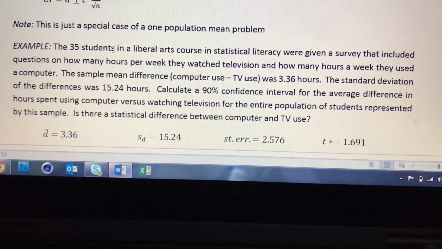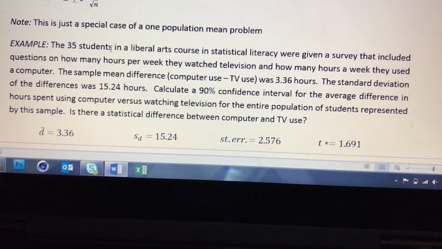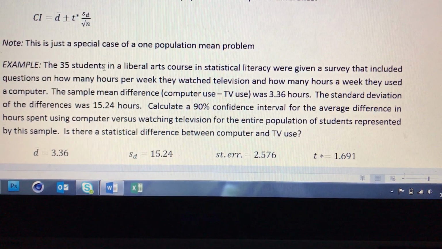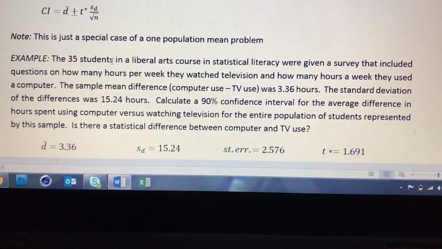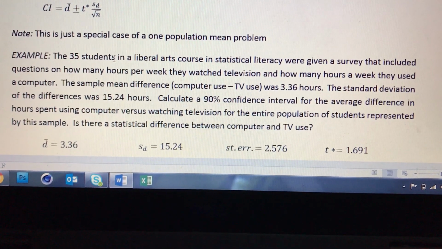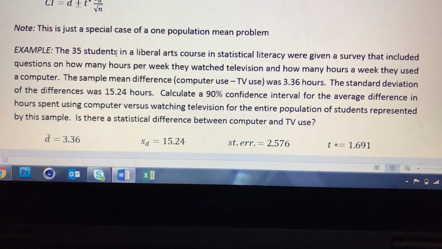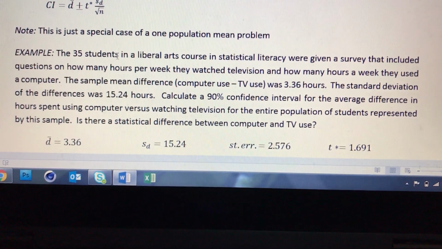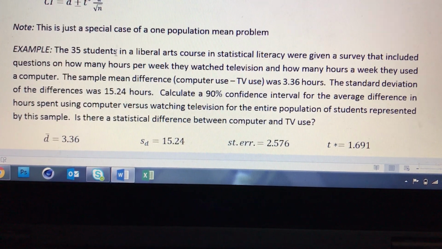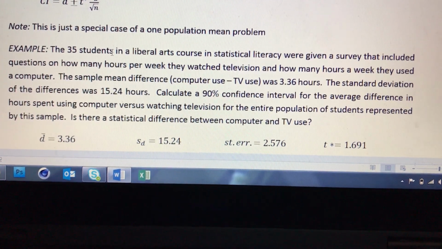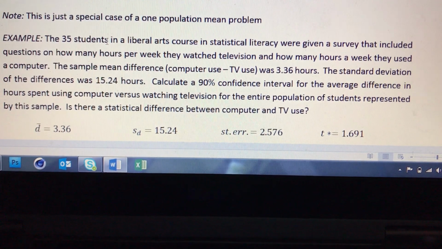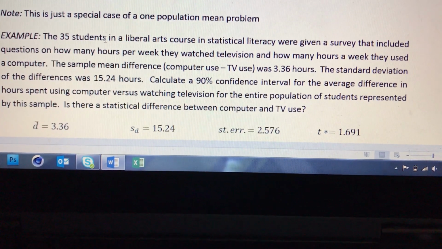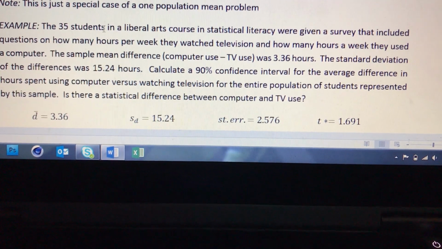The 35 students in a liberal arts course in statistical literacy were given a survey that included questions on how many hours per week they watched television and how many hours a week they used a computer. The sample mean difference, computer use minus TV use, was 3.36 hours. The standard deviation of the differences was 15.24 hours. Calculate a 90% confidence interval for the average difference in hours spent using a computer versus watching television for the entire population of students represented by the sample.